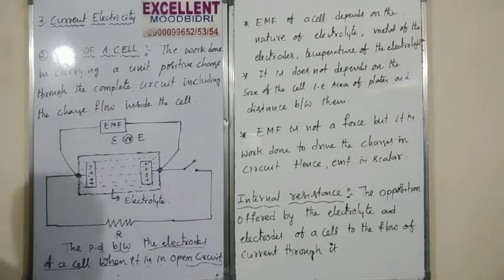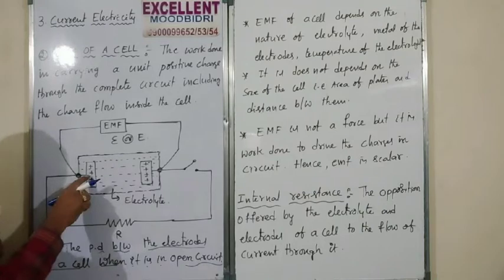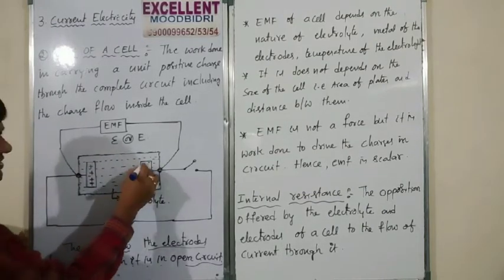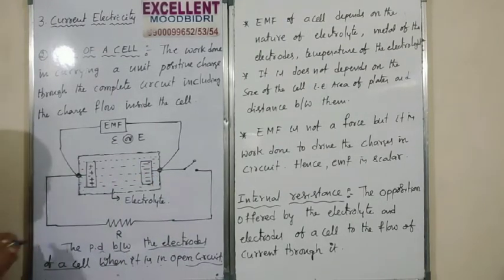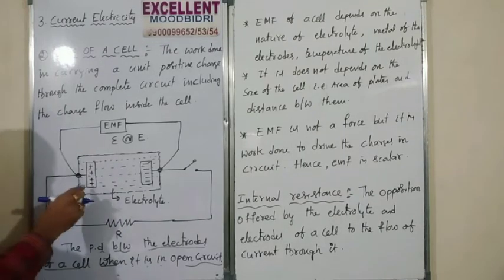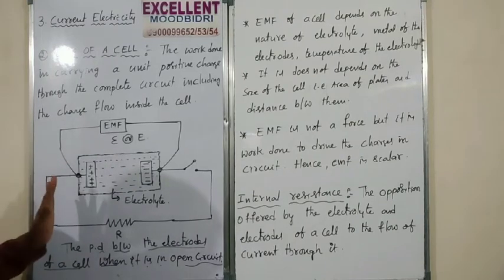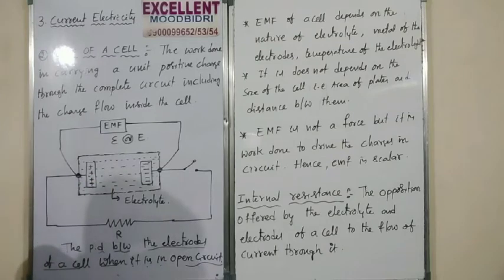Negative electrode. That one also will say EMF of a cell. Now, the potential difference between electrodes, positive electrode and negative electrode. This is the negative electrode. This is the positive electrode. The potential difference between positive and negative electrode inside the cell only. Inside the cell.